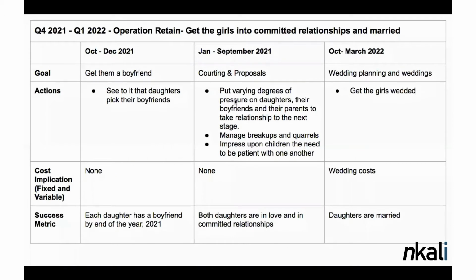She puts varying degrees of pressure on their daughters and their boyfriends to take their relationships to the next level, right? This is the courting and proposal stage. She manages breakups very well. She manages their quarrels. She advises her daughters how to be patient, advises everybody. She's a motherly figure. She's very welcoming to the sons, right?